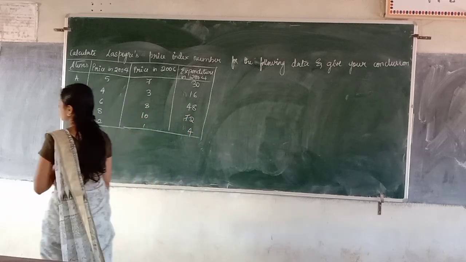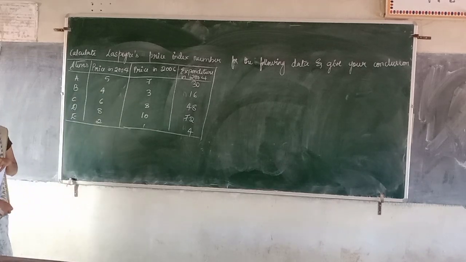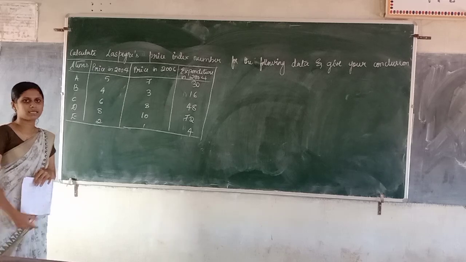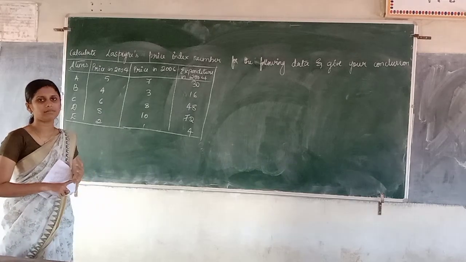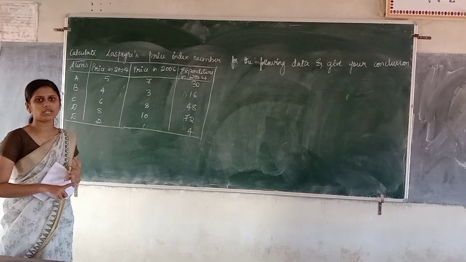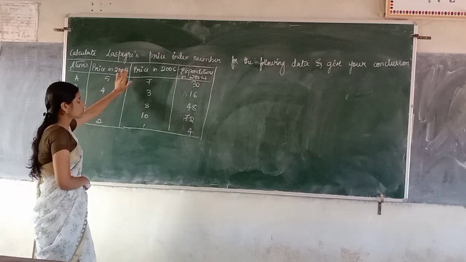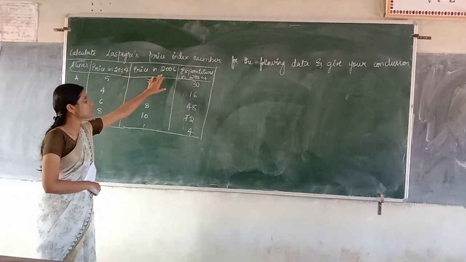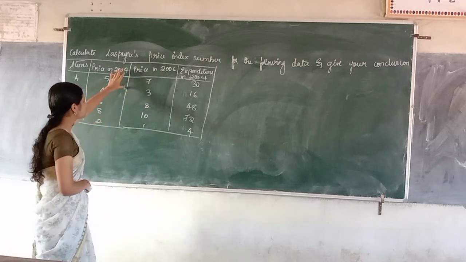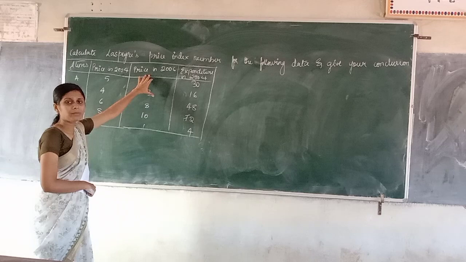So this is the information given to you, and you are asked to calculate last year's price index number. For calculating last year's price index number, the formula is summation of P1 Q0 divided by summation of P0 Q0 into 100. Here prices of 2004 and 2006 are given. 2004 is the base year and 2006 is the current year. Base year price is denoted by P0 and current year price is denoted by P1.